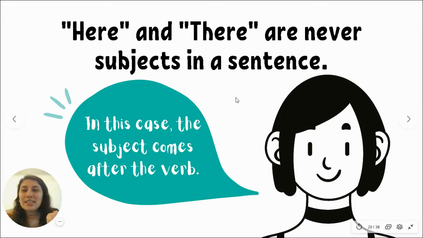Okay, next one, it says here and there are never subjects in a sentence. So sometimes we have some sentences that are called expletives. And in this case, the subject actually comes after the verb. Why? Because let's take an example. If I say, there are many apples.